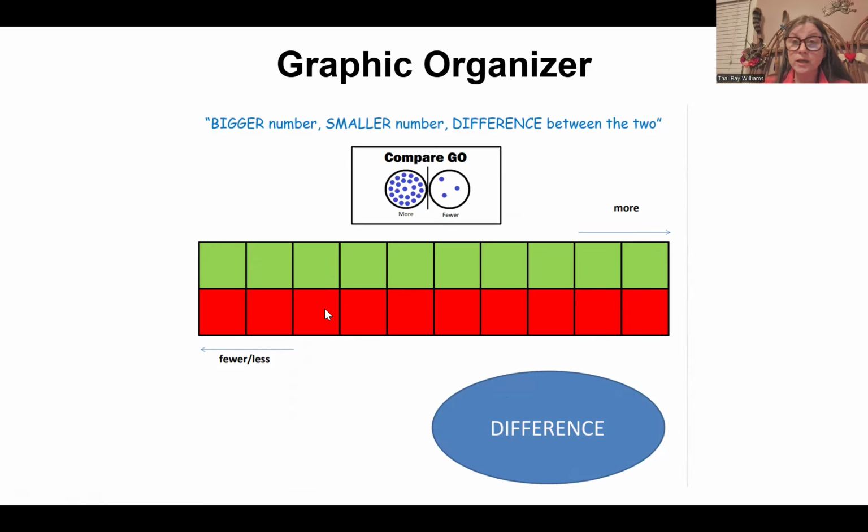7 cars, 3 cars, the difference between the two, and I'm pushing them down.